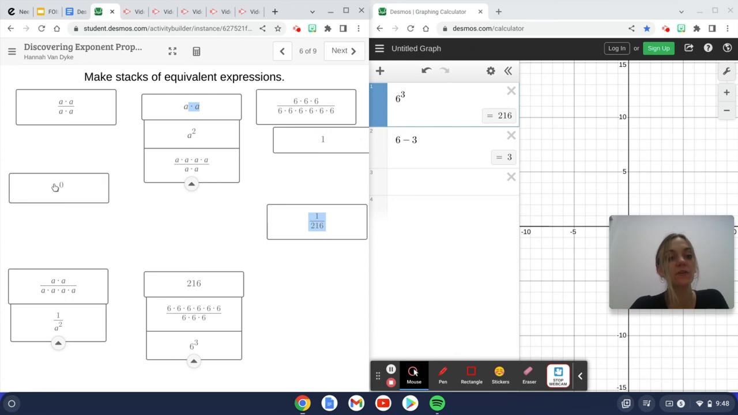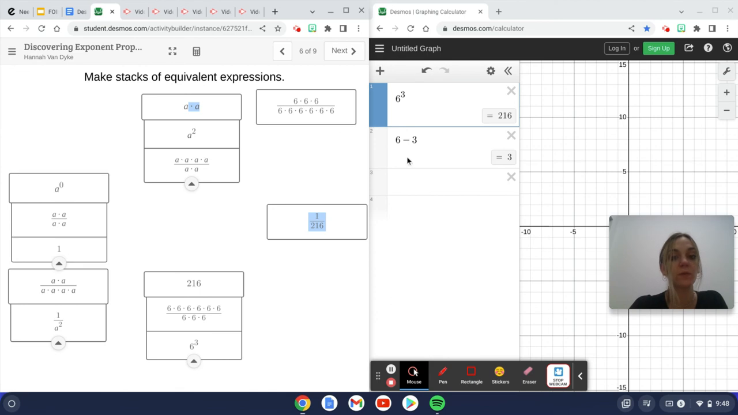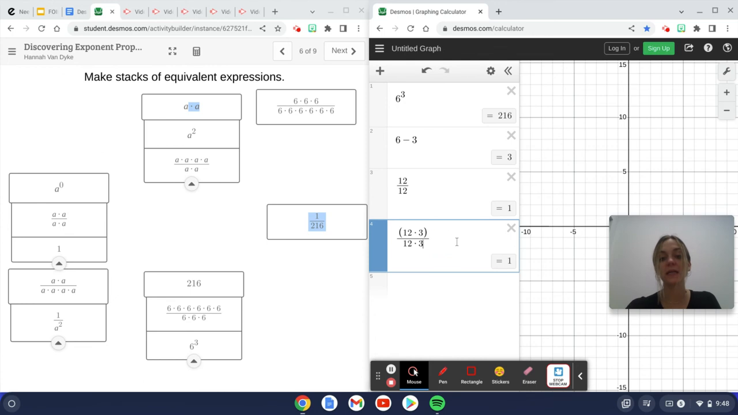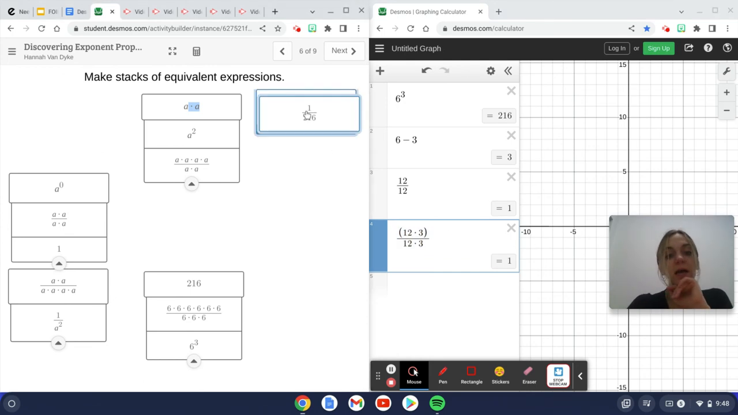Now, anything raised to the 0 power we know is 1, so I'm going to drag that on over. And then a times a divided by a times a, I have the exact same thing in the numerator and the denominator, so that equals 1. So if I have 12 and 12 in the numerator and denominator, it equals 1. If I have 12 times 3 divided by 12 times 3, because it's the exact same thing in the numerator and denominator, it equals 1. And then this is the last one that makes sense to match together.